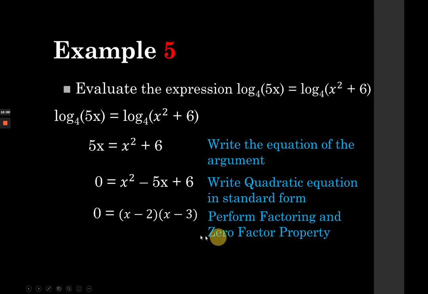The zero factor property is saying we will equate both factors to 0. x minus 2 is equal to 0. x minus 3 is equal to 0. So if x minus 2 is equal to 0, therefore x is equal to positive 2. x minus 3 is equal to 0, x will be positive 3. So there are two possible solutions for this problem. x can be positive 2 and x can also be positive 3 to make the equation true.